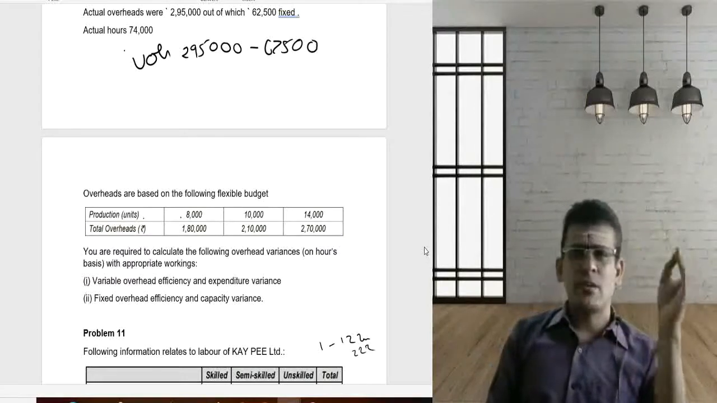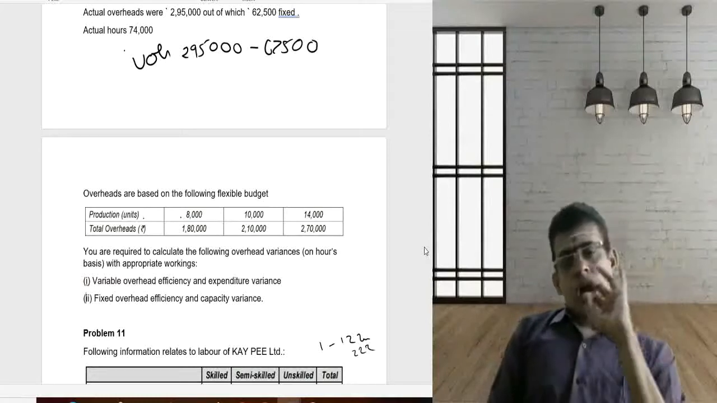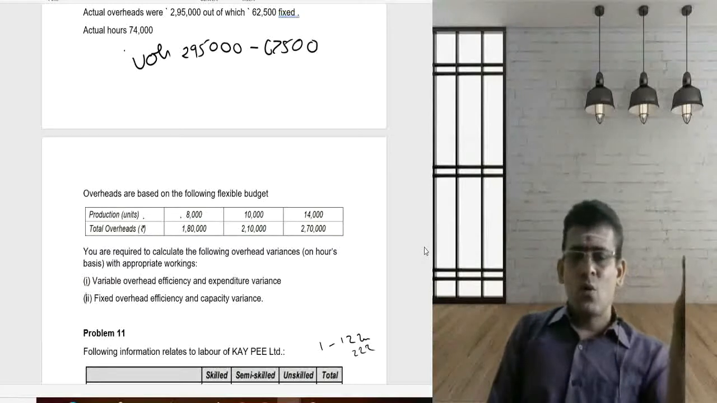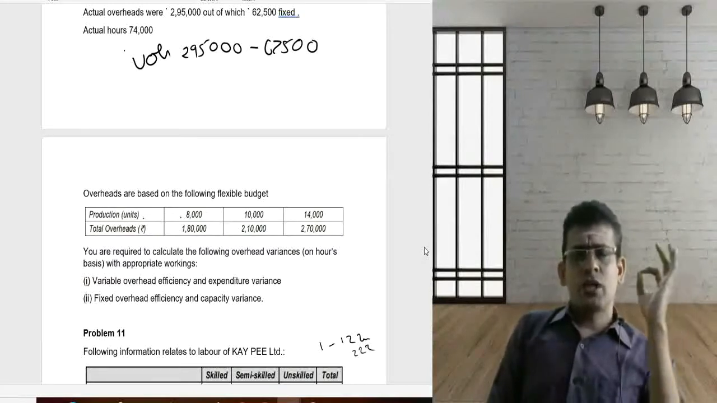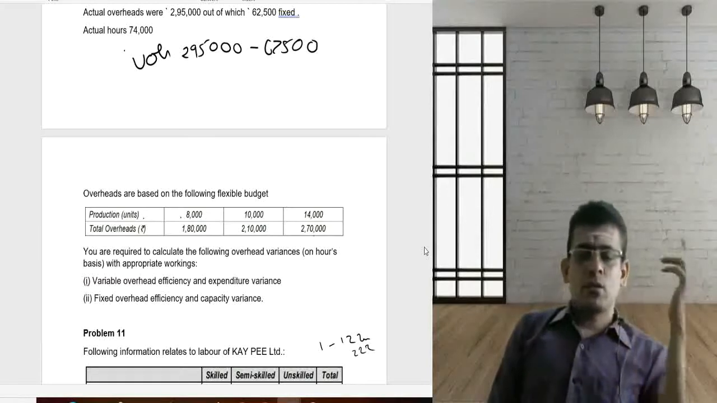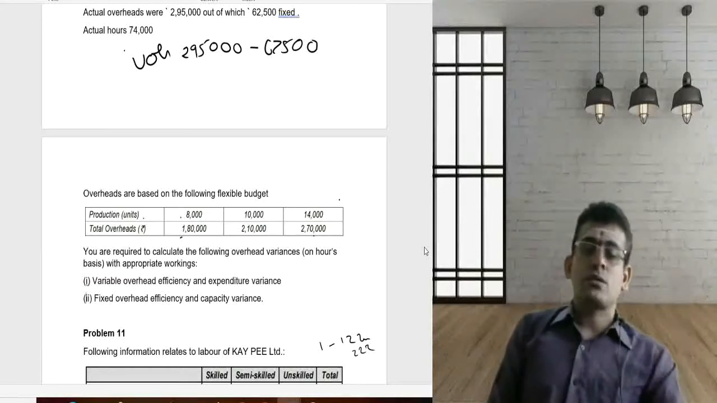There we have discussed several methods: graphical presentation method, least cost method, high-low, difference. So here I am going to take the difference. What difference? Change in cost divided by change in output: 2,70,000 minus 1,80,000 divided by 14,000 minus 10,000. I will be getting what?